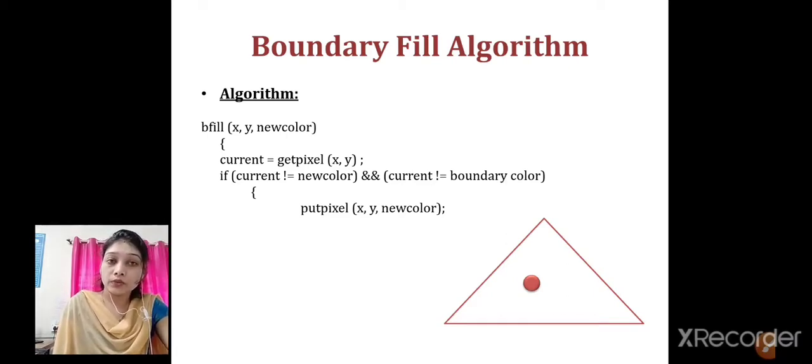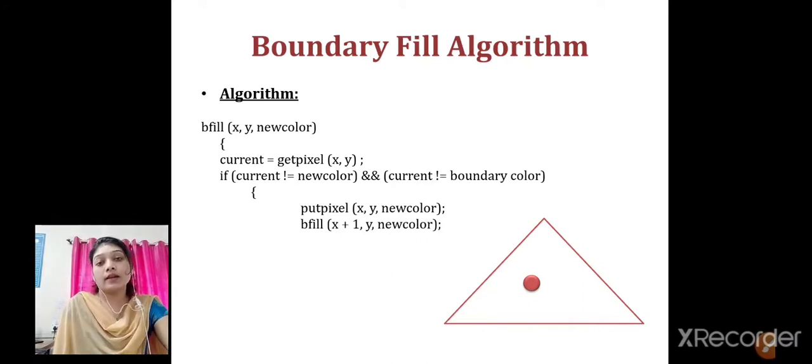What is the next thing we have to do? Then we have to find its left, right, above and below pixels. How am I going to find them? I will call the recursive function. Now you can see here we are calling the function bfill, in which I am passing the parameter x plus 1, meaning the next pixel. X plus 1 means which pixel? The right pixel with the same y coordinate. So this is the right pixel. For that pixel I am passing the color called new color. This is called recursion. In this we are calling a new function over here with a parameter change.